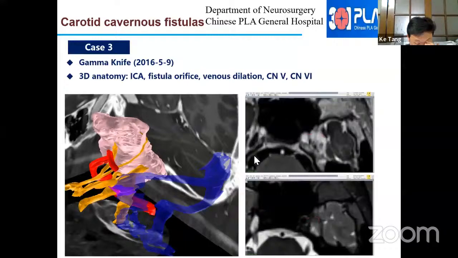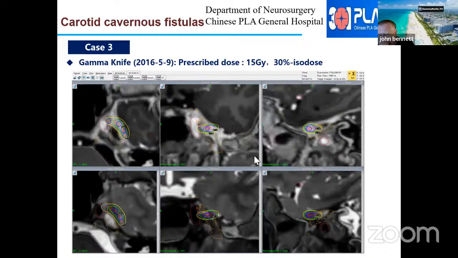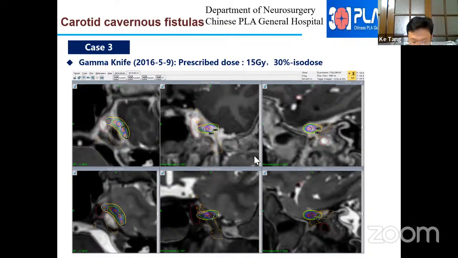Then we performed Gamma Knife surgery. The three-dimensional neuroanatomy showed the internal carotid artery, fistula orifice, venous dilation, cranial nerve 5, trigeminal nerve, cranial nerve 6, abducens nerve. Prescribed dose was 15 gray at 30% isodose line. We made shots in the site of the fistula orifice and venous dilation, and the shots avoided cranial nerve 5 and cranial nerve 6.